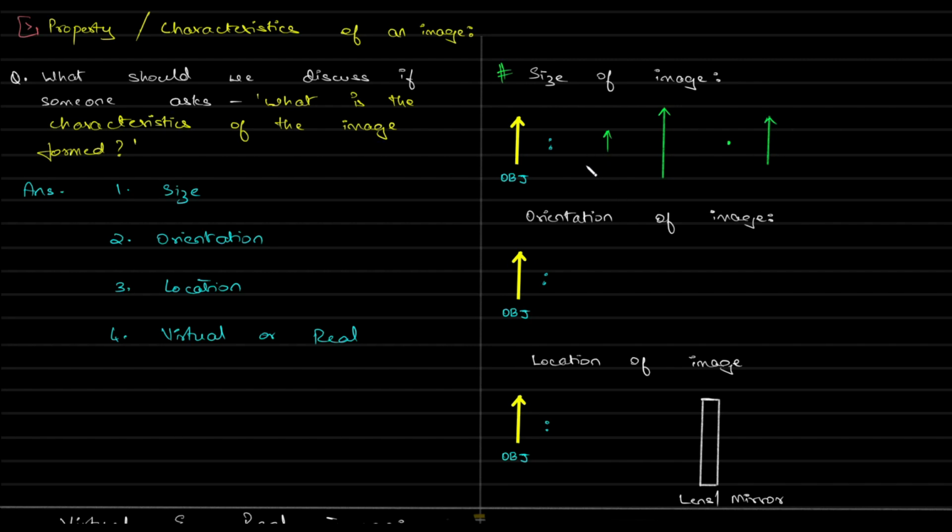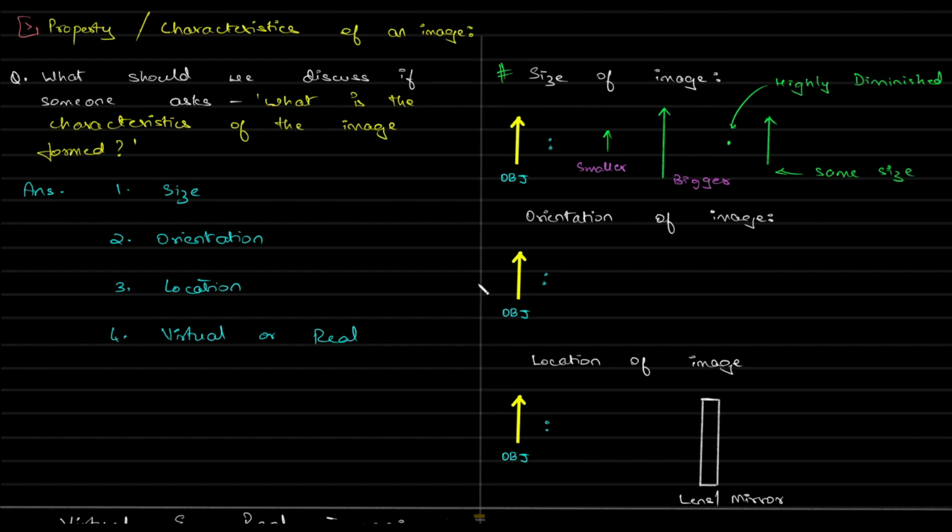It can be smaller, bigger, highly diminished, or of same size. If not, yes, smaller. If not, bigger. These are your four possibilities. Okay. Now, next thing is the orientation.